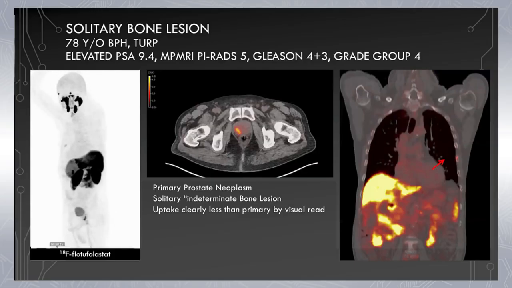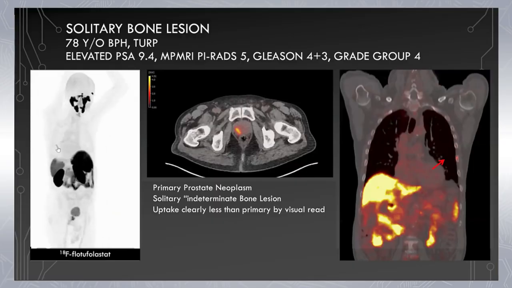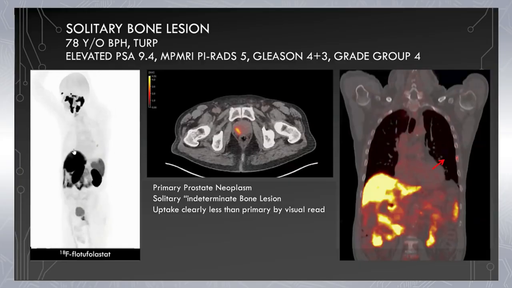But again, we have to look very closely at this MIP. We recognize those patterns of physiological uptake, but we similarly see an area of abnormal uptake within a left rib. That's our only focus of uptake beyond the prostate, and therefore we need to interrogate that more closely.